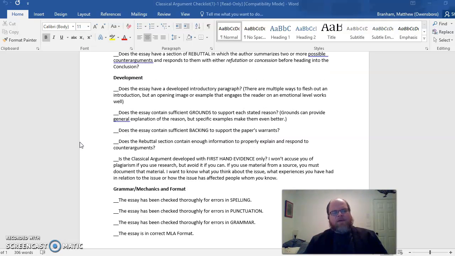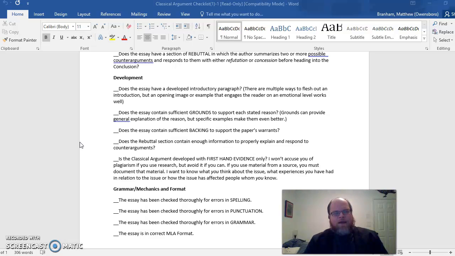Okay, so the next thing I'll be looking at is development. Again, this will change depending on the type of argument that we're writing, but for the most part, the development here should be what we call first-hand evidence. So those are your opinions, your ideas, your experiences, and your observations related to the topic. This paper should not include research at all. It's just what you know, what you've experienced, what you have observed out there in the real world.